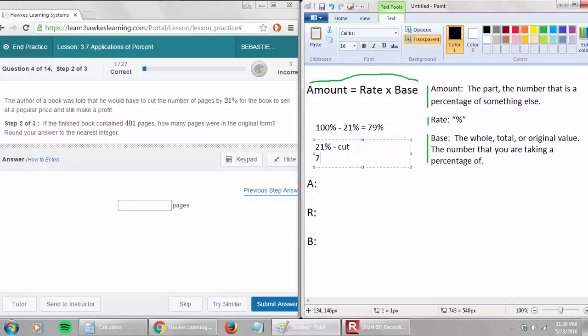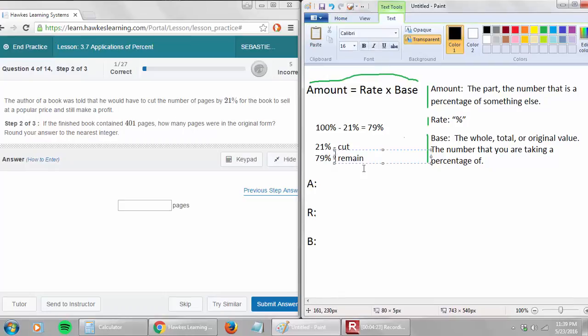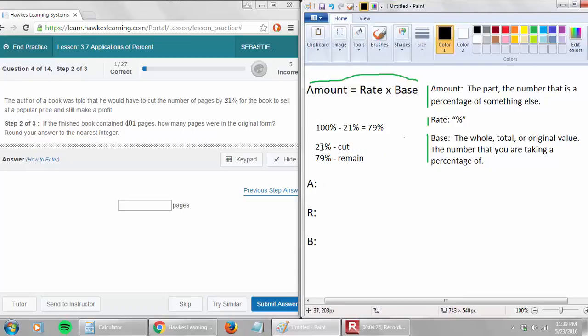And the 79% is the percent that remain. Let's take a look at the other number they gave us and see which one of those two things it matches up with. The finished book contains 401 pages. Well, does that mean 401 pages were cut or 401 pages remain? It means 401 pages remain, so I need to use the percentage that goes along with that, which is the 79%. So pay attention to those things when you're doing these word problems.